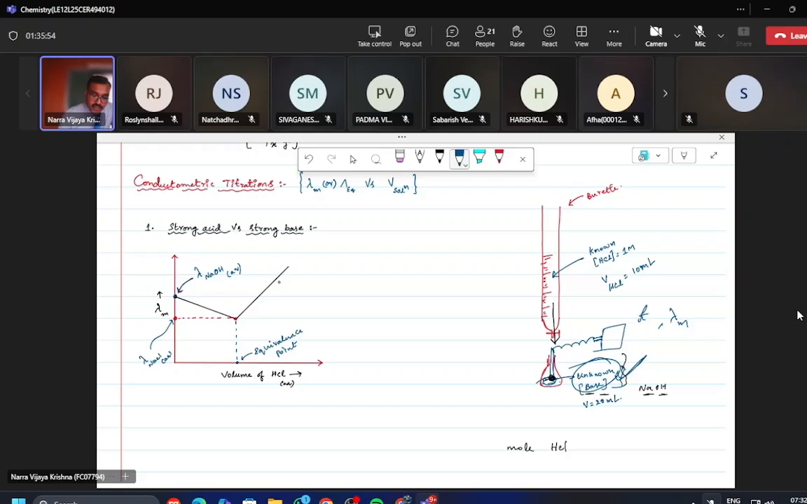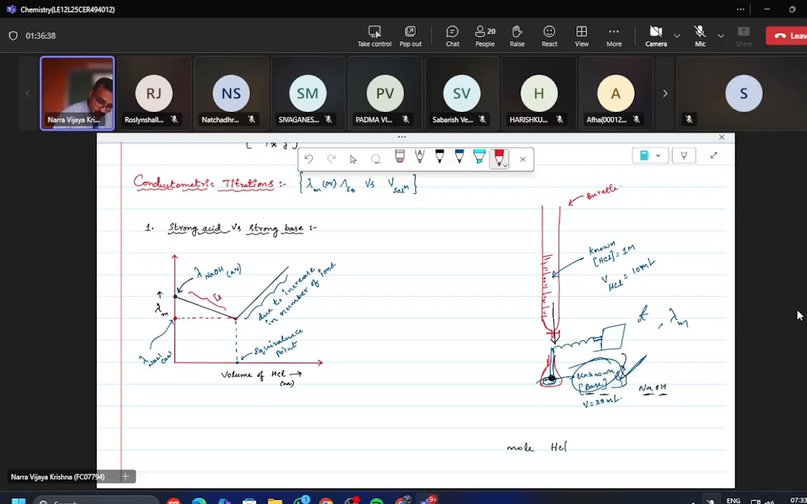Now, why did it start increasing? Due to increase in total number of ions. Yes or no? Now, why is this decreasing? Because OH- ions are replaced by Cl- ions. Conductance of OH- ions is more than Cl- ions. As OH- ions are replaced by Cl- ions, it is decreasing. Correct?